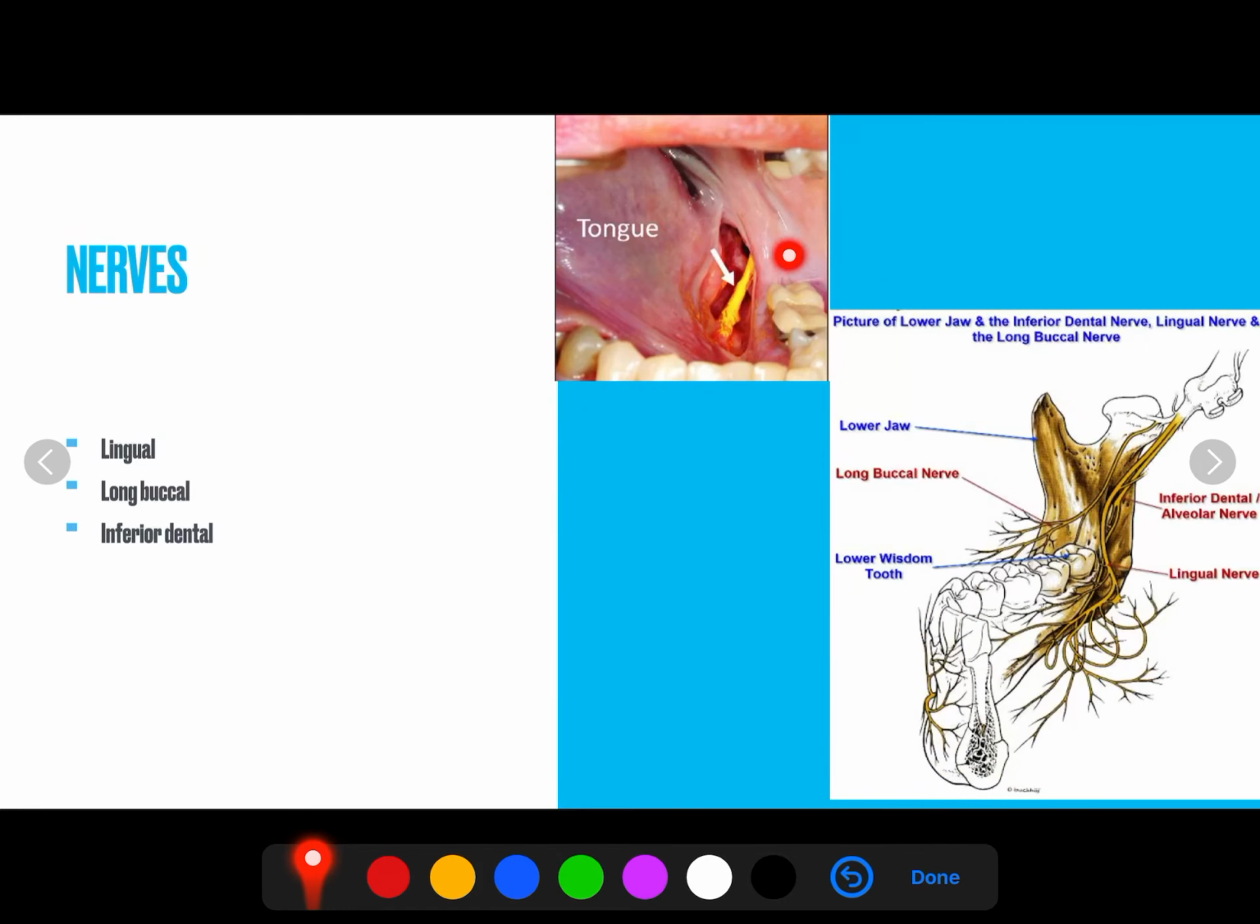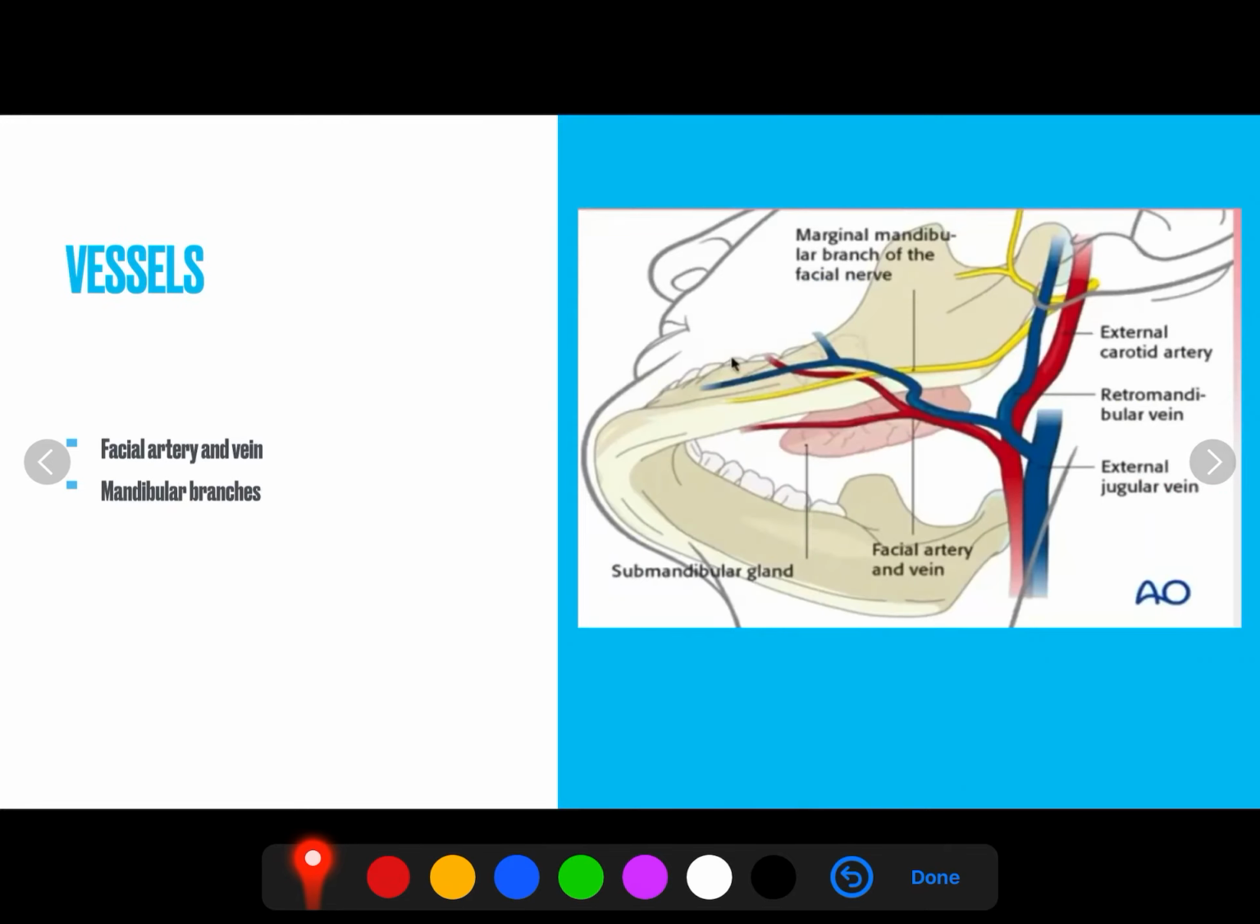For the nerves close to that tooth, we have the lingual nerve, the long buccal nerve, and most importantly, the inferior dental nerve. For the vessels in that area, we have the facial artery and vein, which come close to the second molar area, and the mandibular branches which feed the muscles.